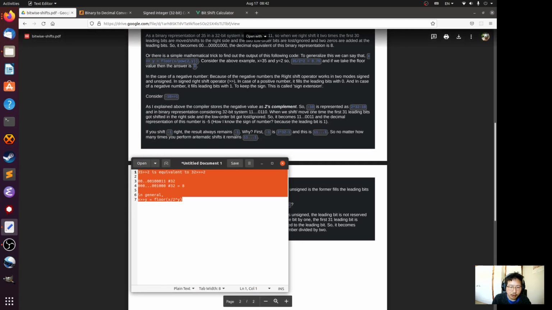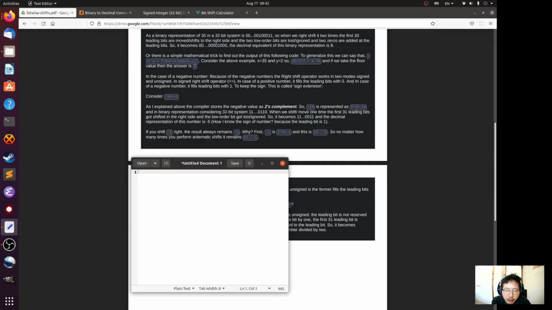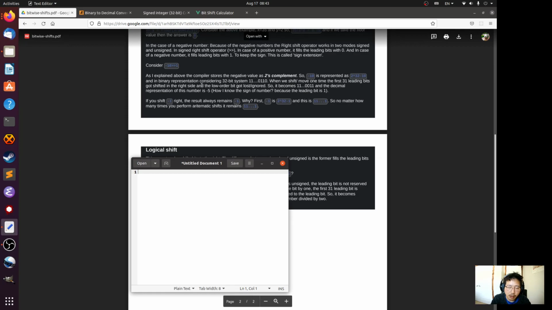So here 35 divided by 4 becomes 8.75, and you floor it, so it becomes 8. Okay, what about a negative number? I told you that if the number is negative, then the two different types of right shift deal with it differently. Okay, so in the case of a positive number, if you are using the arithmetic shift as we are doing now, leading bits are copied. So it fills the leading bits with 0, but in the case of a negative number, it fills the leading bits with 1, so it keeps the sign. Okay, let's consider this example.